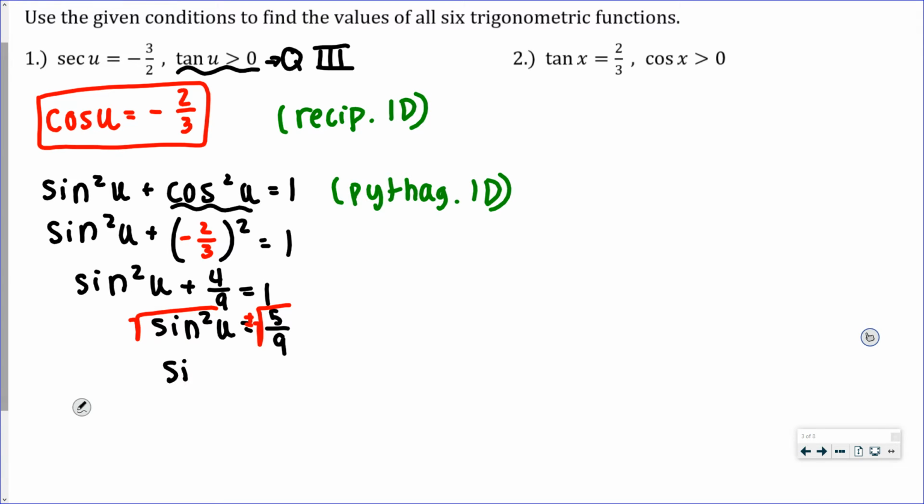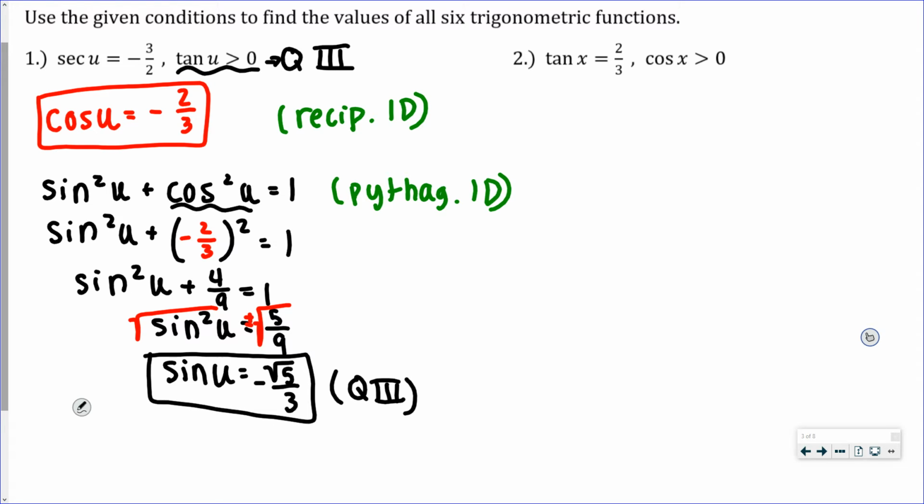So we get root 5 over 3. So is it going to be positive or negative if we're in quadrant 3? Negative. Everything's negative in quadrant 3 except tangent. So that's because we're in quadrant 3. There's sine. Sometimes I like to make a list at the bottom, like my basic 3, sine, cosine, tangent, and then fill in the blanks as I go. You can do that if you want.